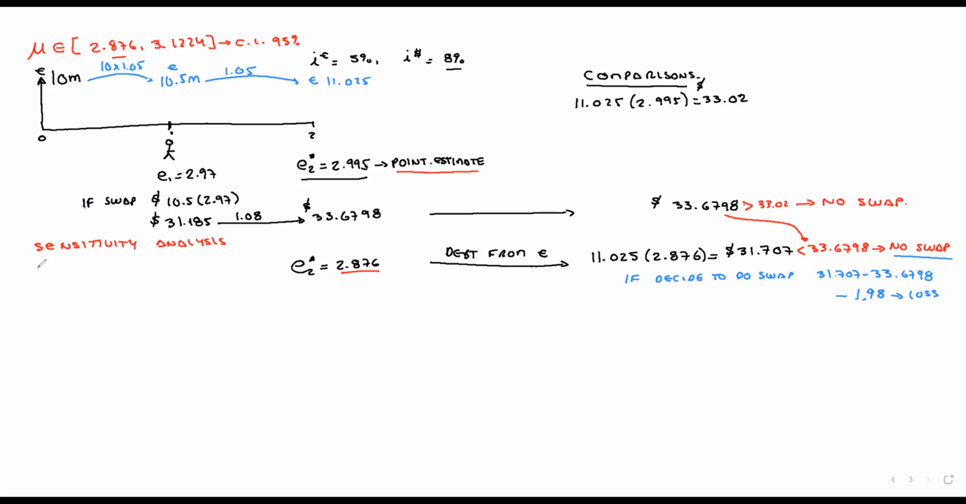Now, this is case one, lower bound. And now we do the upper bound. So what is the idea of the upper bound? What happens now if the exchange rate at period 2 equals 3.1224? With this number, what is my debt from euros transformed into dollars? Well, it's going to be 11.025, that is in euros, multiplied by 3.1224. So what do you get here? 34.424.